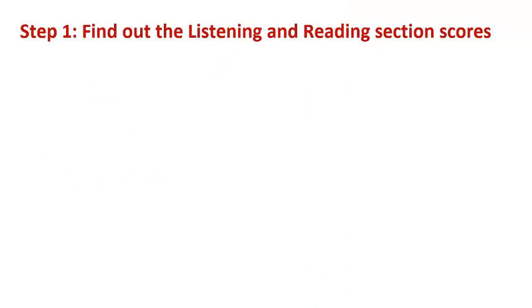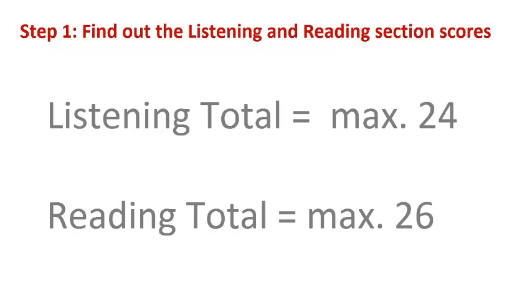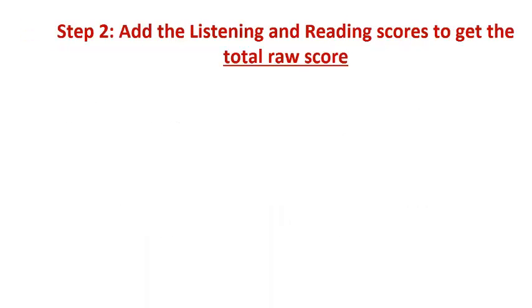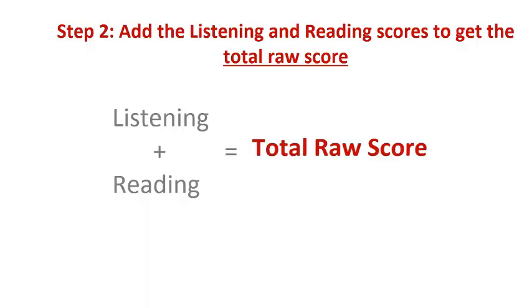To begin with, you need to know how many questions the student answered correctly in each test section. The highest possible number correct score for listening is 24, and for reading it is 26. Once you have these two number correct scores, just add them together for the student's total number correct score, which we call the student's total ELTIS raw score. The highest possible total raw score is 50.